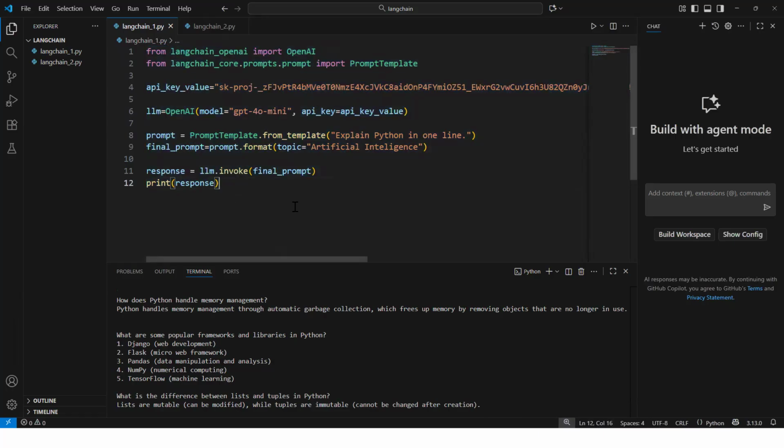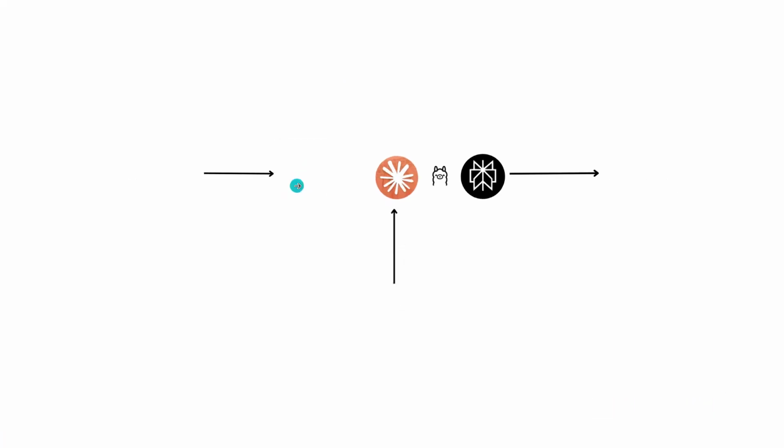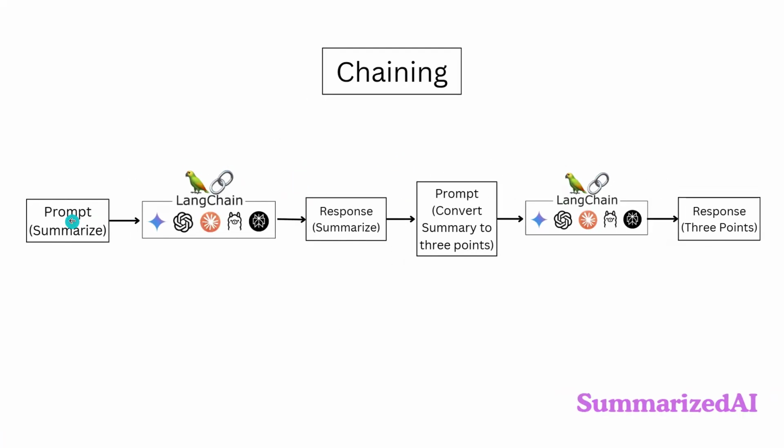Now, this is one of the things about LLM models. Another thing we have in the LLM is chaining. Okay, how chaining works is, suppose you are running some prompts, and the output of one prompt is the input for the next prompt.